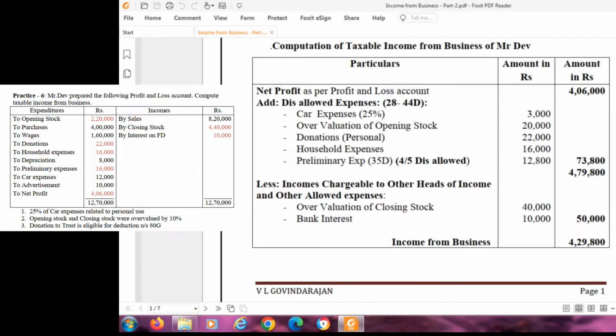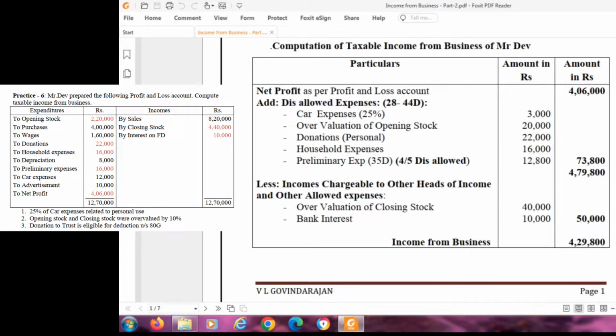Opening stock and closing stock were overvalued by 10%. Listen here carefully. Let's see the closing stock. Here the closing stock entered in the account is 4,40,000. Both opening and closing stock were overvalued. That means it was not valued at 100%, it was valued at 110%. First we see the closing stock. For 110%, 4,40,000 means what for 100%?